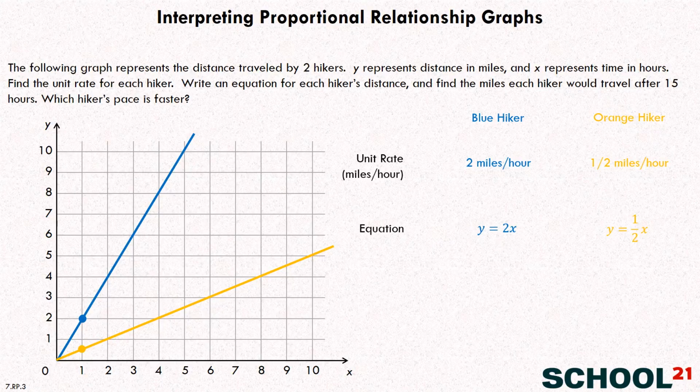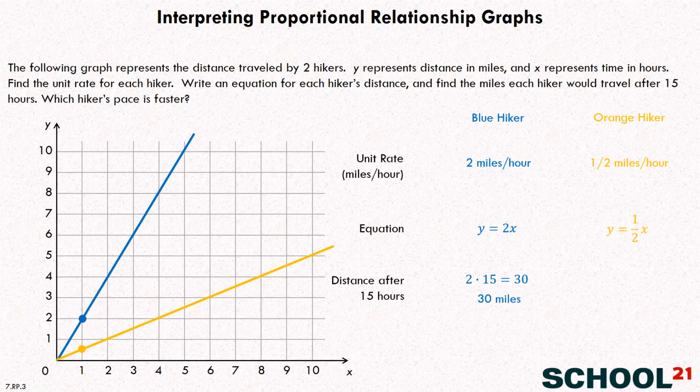So let's go ahead and do that. We'll have a nice, neat space to do that. We'll label it distance after 15 hours. And we just, what's called, plug in 15 for x. So we have 2 times 15, and that equals 30. So how far did the blue hiker go in 15 hours? 30 miles. 30 miles, right?